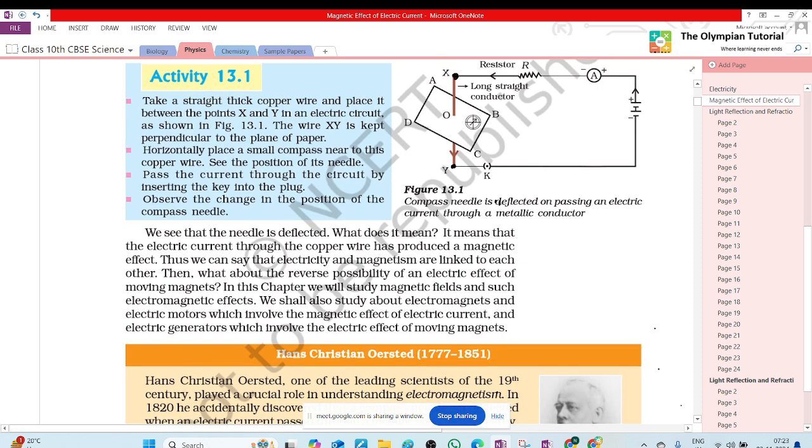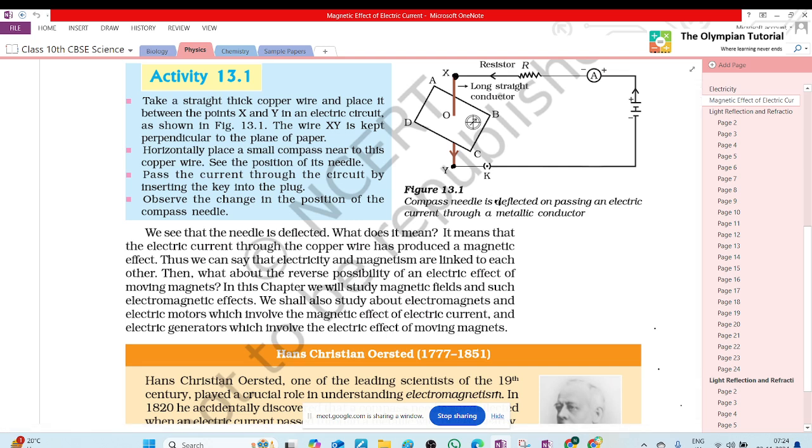We say that the needle is deflected. What does it mean? It means that the electric current through the copper wire has produced a magnetic effect. Thus, we can say that electricity and magnetism are linked to each other. Then, what about the reverse possibility of an electric effect of moving magnets? In this chapter, we'll study magnetic fields and such electromagnetic effects.